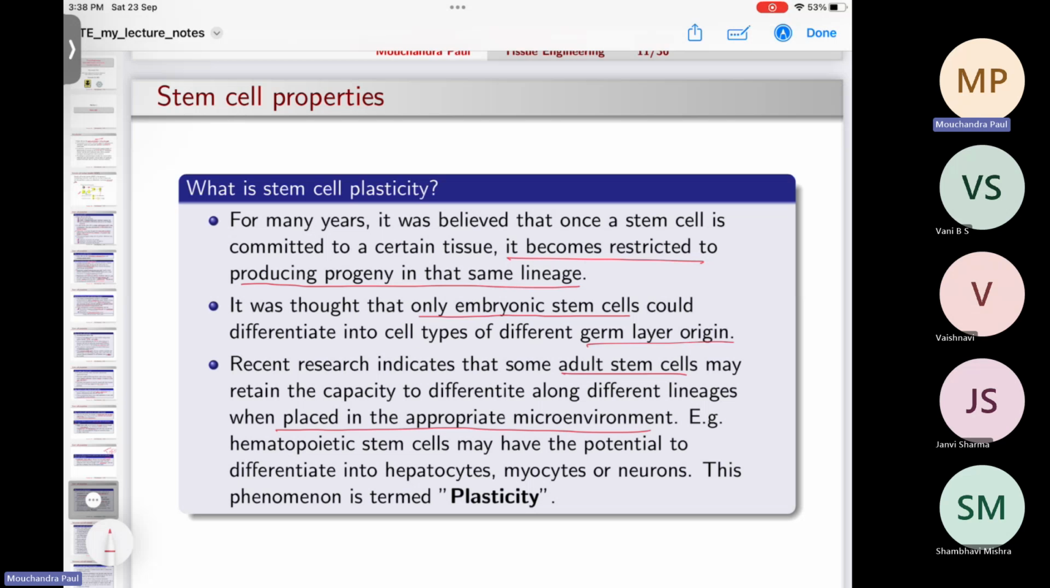So for example, people have shown that the hematopoietic stem cell, which is an adult stem cell, can in fact give rise to hepatocytes, myocytes, or neurons. Okay, but what happens inside our body? These stem cells are responsible for forming the blood cells, but in vitro, when appropriate conditions were provided, they could form the liver cells, muscle cells, as well as the neurons. So this is called plasticity or stem cell plasticity. Okay.